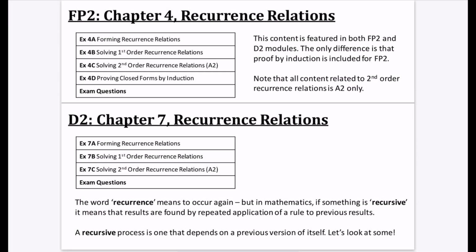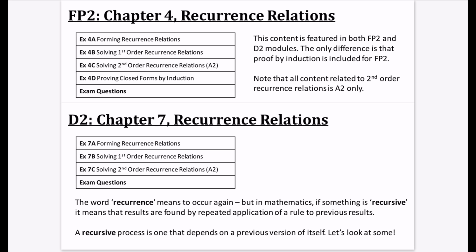Okay, so this playlist is going to cover two chapters at once. It's FP2 Chapter 4 Recurrence Relations, but it's also Decision 2 D2 Chapter 7 Recurrence Relations. So this content has been both FP2 and D2. The only difference is that the proof by induction part, this exercise 4D, is only included for FP2. That does not feature in D2. You can't be expected to do this kind of proof by induction stuff.